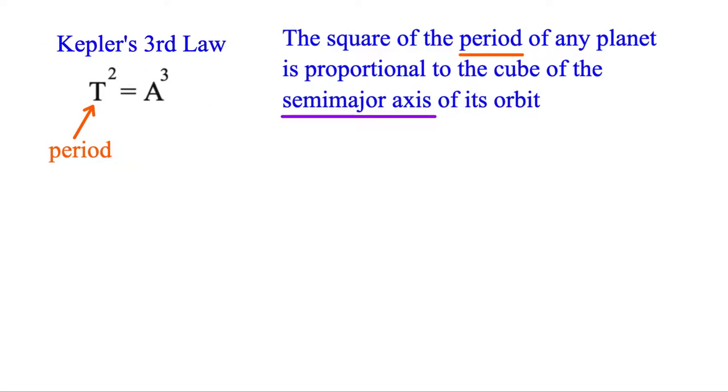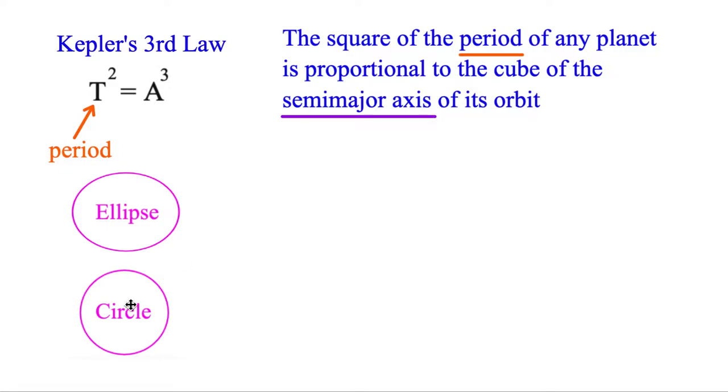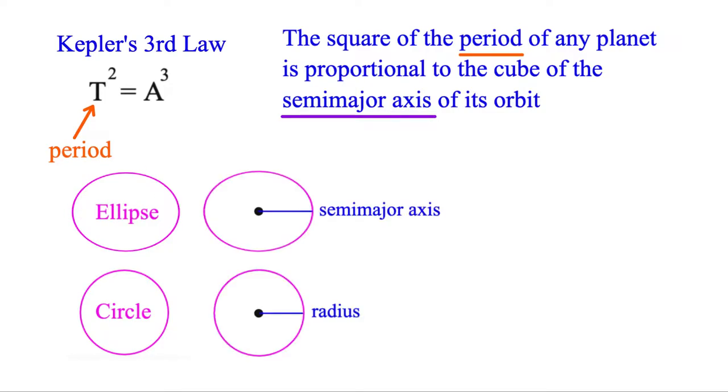Well, to visualize it, we have to draw an ellipse. And you could just think of it like a stretched out circle. If you go from one side of the ellipse to the other, that longest distance through the center is the major axis. Half of that is the semi-major axis. So it's comparable to the radius of a circle. We'll think of A as a radius.